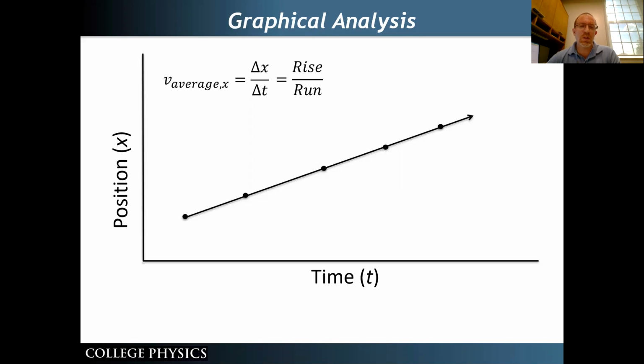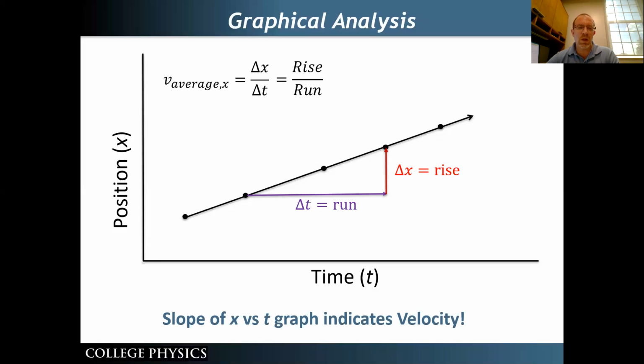We remember from the equation that our average velocity is displacement over time, and in this case, it looks like our displacement over time is going at a constant rate. So what we can do then is realize, well, wait a second, delta x, that would be the rise when I go from one position in x to the other along the vertical axis. And then my delta t would be the run. So really, when I'm talking about velocity, I'm talking about the slope of a position versus time graph.